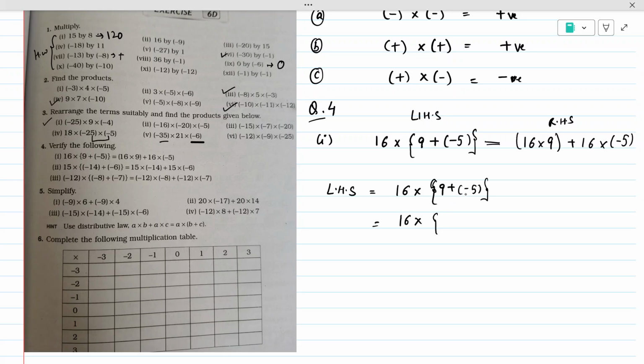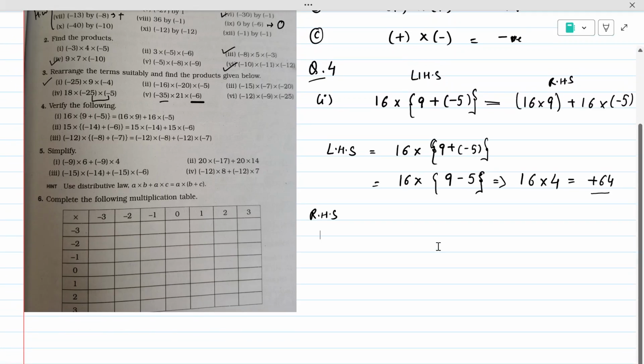So plus into minus will give us minus, right? Plus into minus is minus. So we'll get 9 minus 5 here, right? And again, 16 into 9 minus 5 is 4. Answer is plus 64. So when we have solved the entire LHS, we have got the answer as 64, plus 64. Now, let us try to solve the right hand side also.